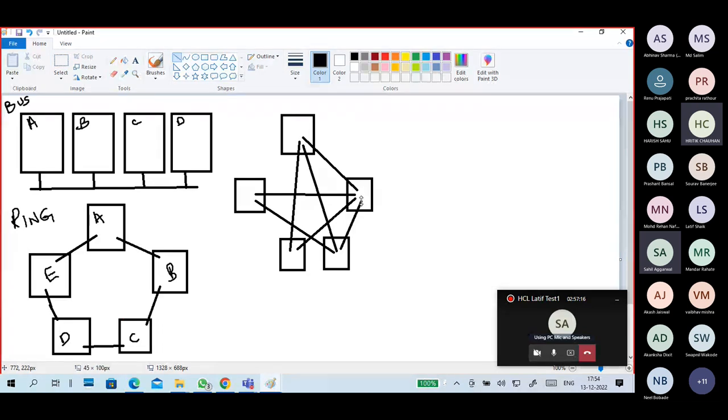Star topology. Very good. Because it looks like a star, immediately we say it is a star topology. But wrong, it is a mesh topology. So next time you see a star shape, it is not necessarily a star.